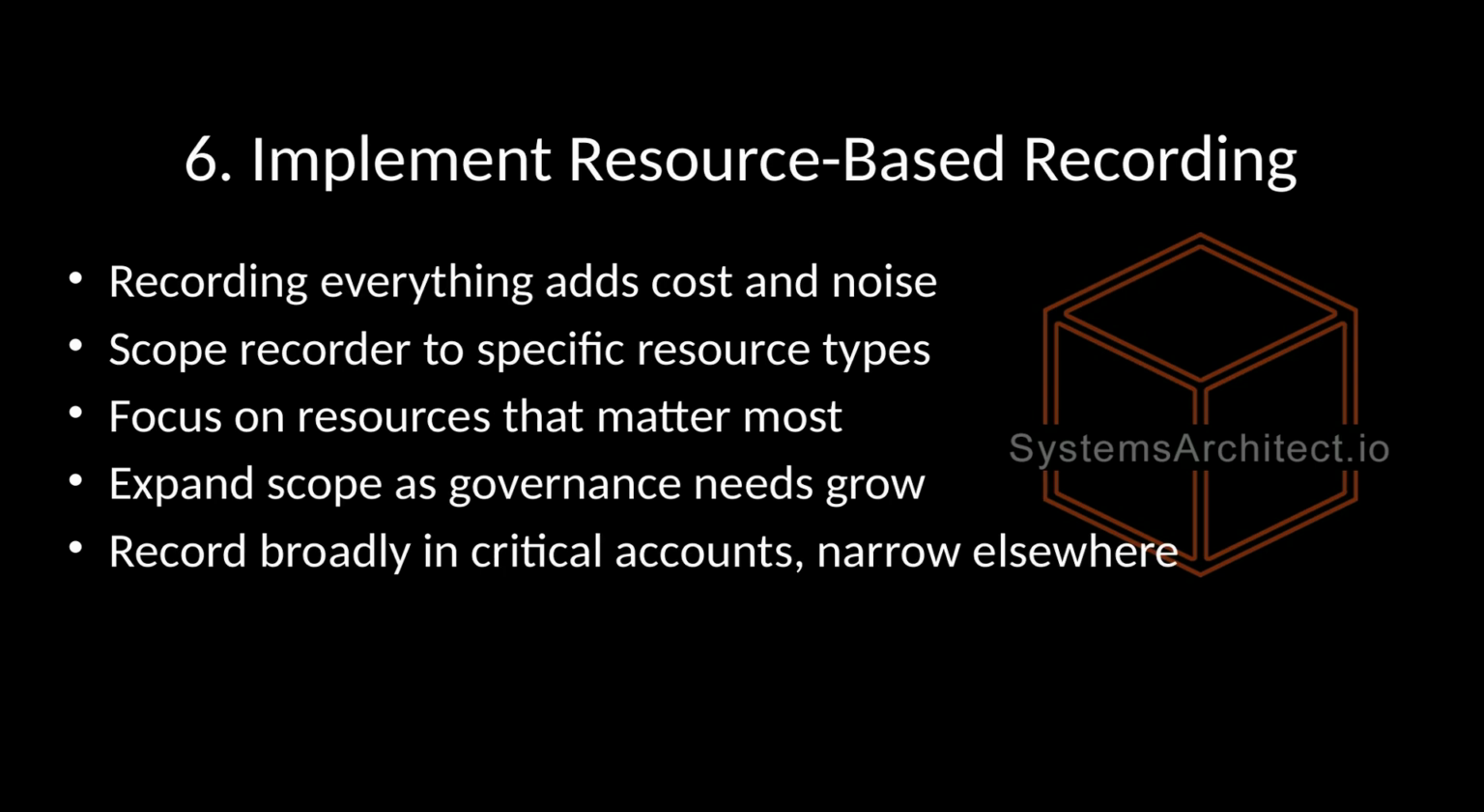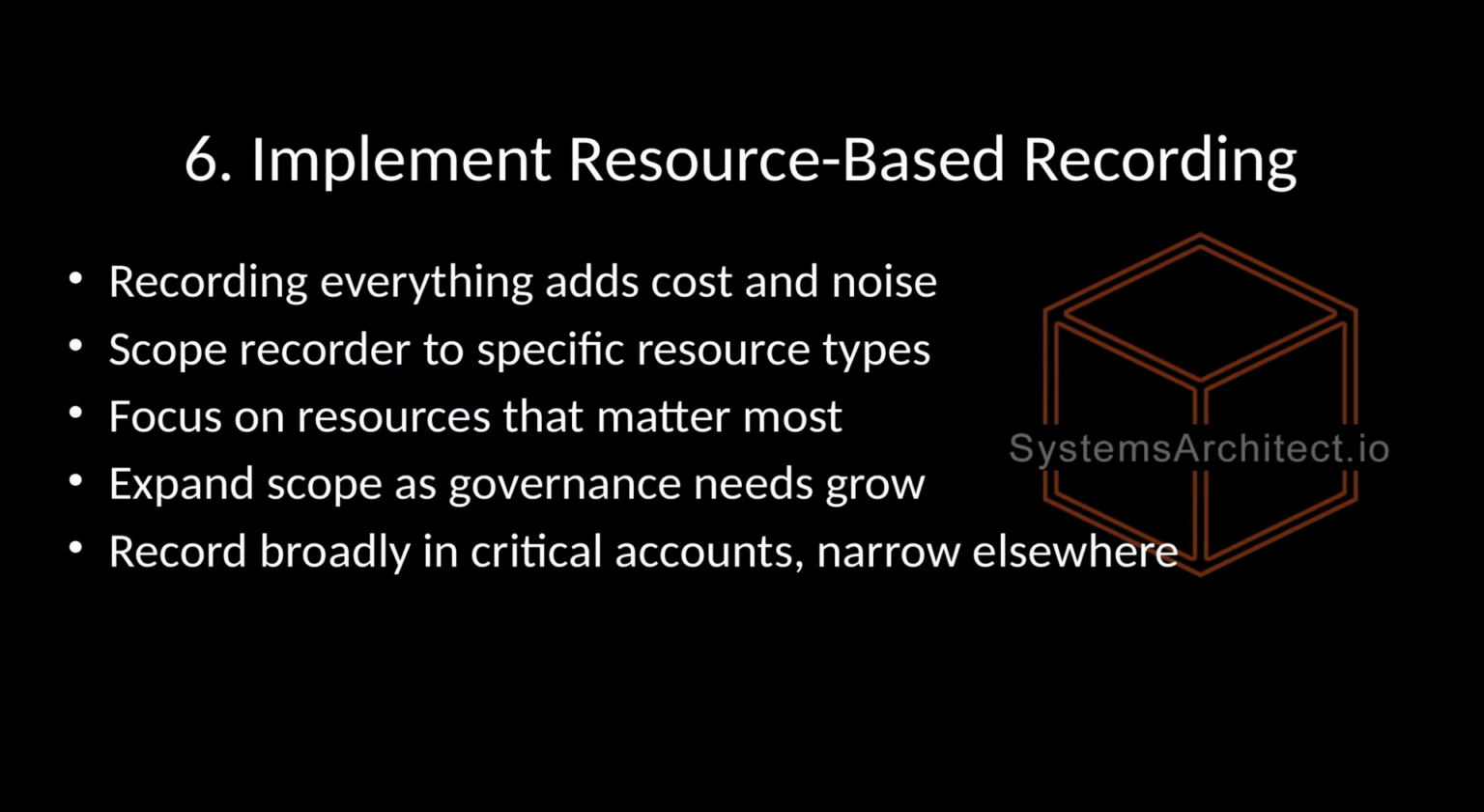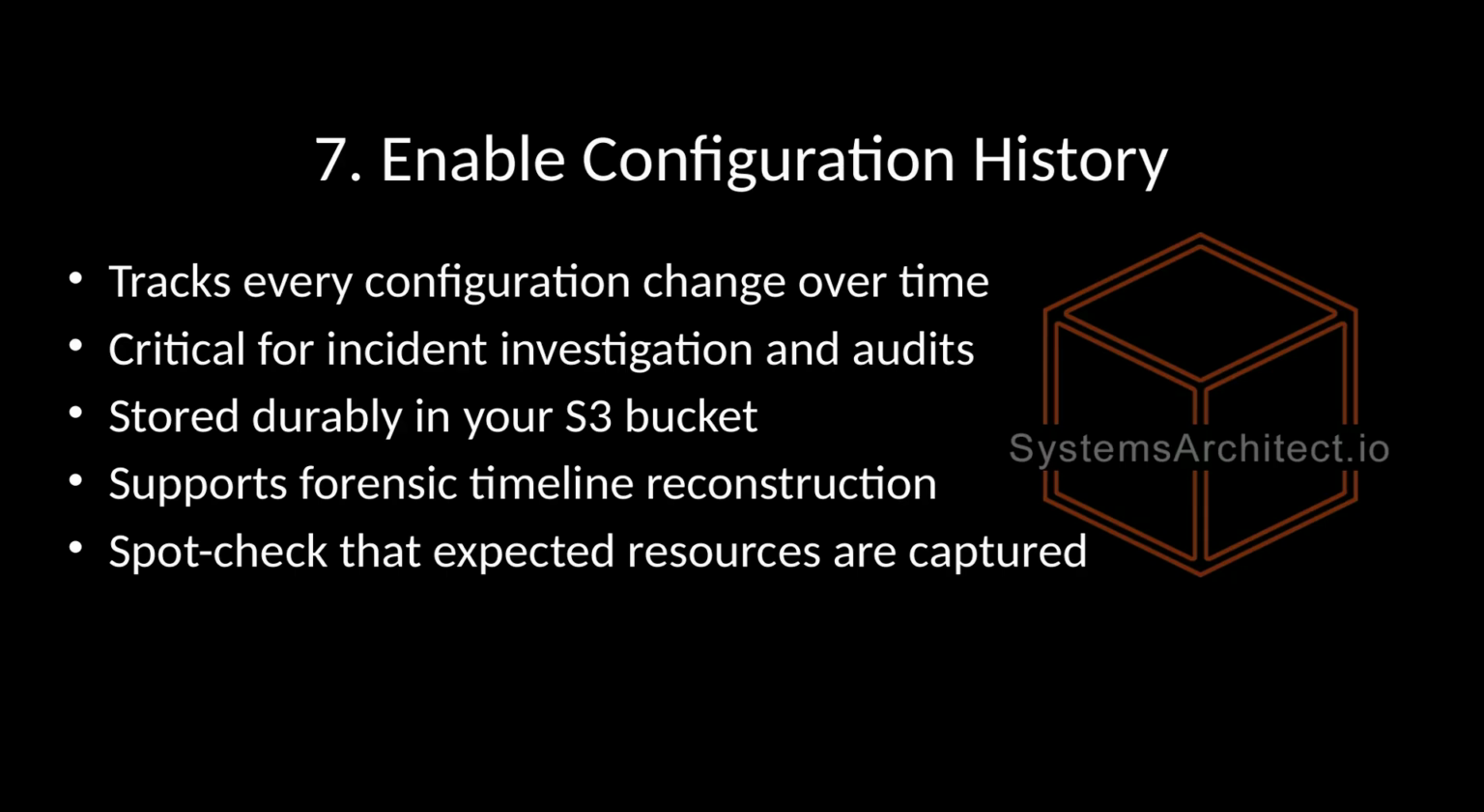6. Implement resource-based recording. Recording every supported resource type in every account sounds thorough, but it also means paying for and processing configuration items you may never need. Config lets you scope the recorder to specific resource types, focusing on what truly matters for your compliance goals. Scoping too narrowly can leave real compliance gaps if you cut resource types you'll need later. As a practical starting point, record everything in your most critical accounts and scope recording down in lower risk, low change environments.